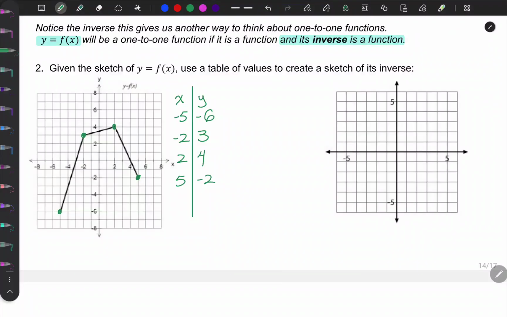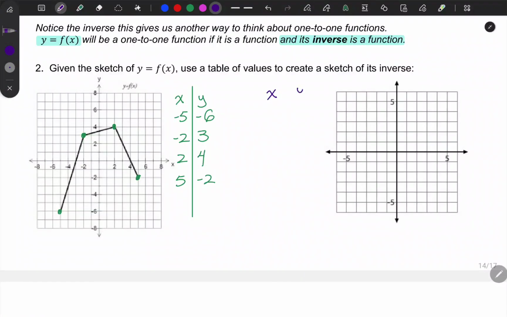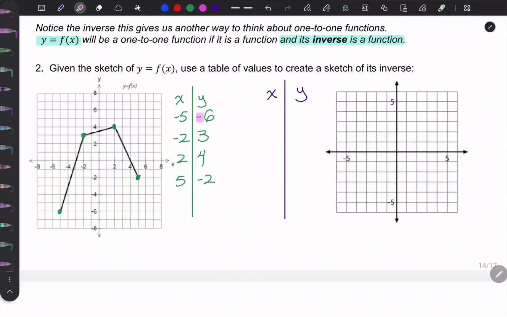To create our inverse, we just need to switch our x and y values. We start with the y value, and we're trying to undo to go back to what was the original input, our x value. So we would have, for example, -6 with an output of -5, and we're just switching x and y values. We go -6, -5, we go positive 3, negative 2. We go 4, 2, and we go negative 2, 5.